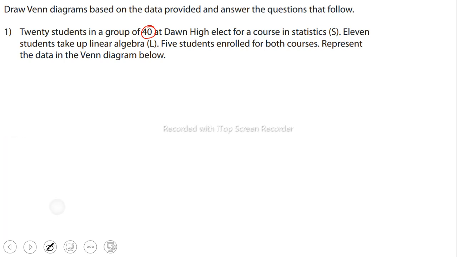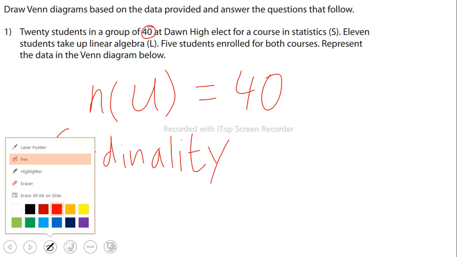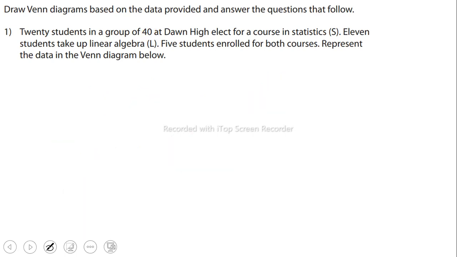This is a very good word: cardinality. Cardinality just means how much is inside the set. So the universal set contains 40 elements. Okay. Let me erase all. So 20 students in a group of 40.